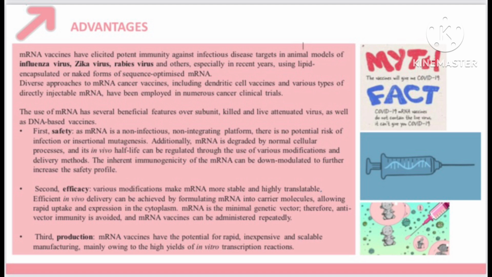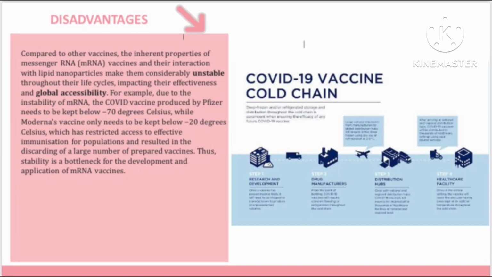Advantages. mRNA vaccines have proved to be very effective against infectious disease targets in animal models of influenza, Zika, and rabies virus. They have also been used efficiently in cancer trials. One of their biggest advantages is their non-infectious platform and that their in vivo half-life can be regulated through modifications. These modifications also make mRNA more stable and highly translatable.